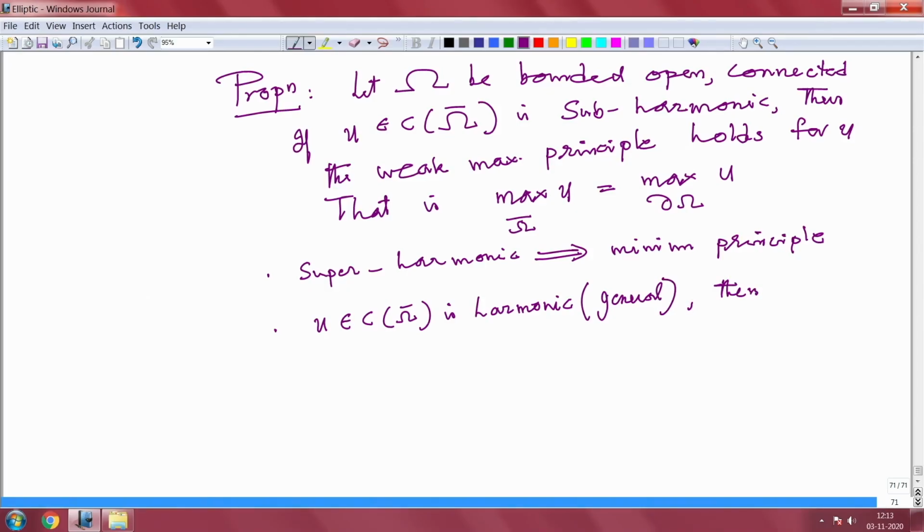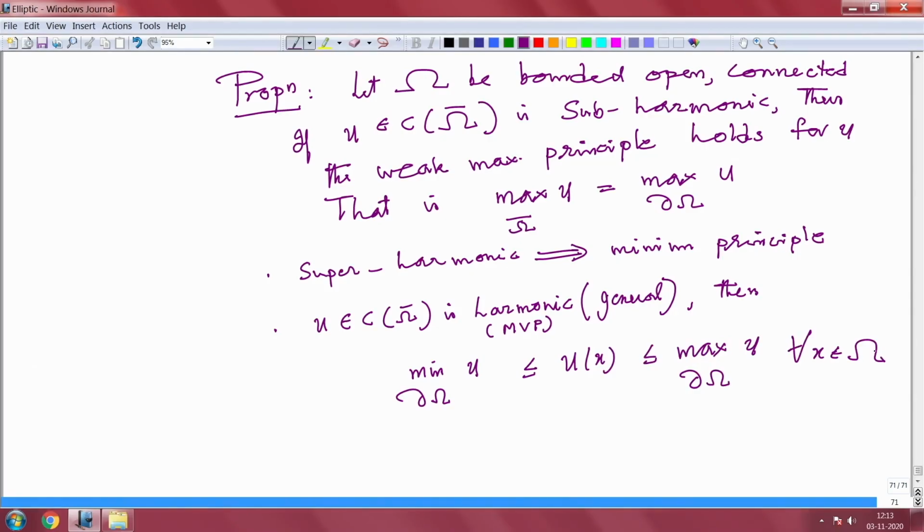So, harmonic means mean value property. Okay. Please understand that now the harmonic property is mean value property. Then minimum of u over the boundary is less than or equal to u of x, less than or equal to maximum of u on the boundary, for all x in omega. So, you have this maximum principle.